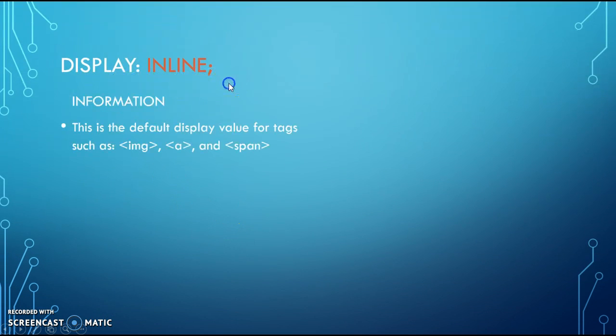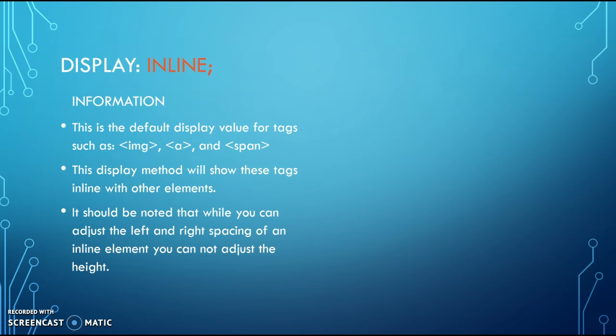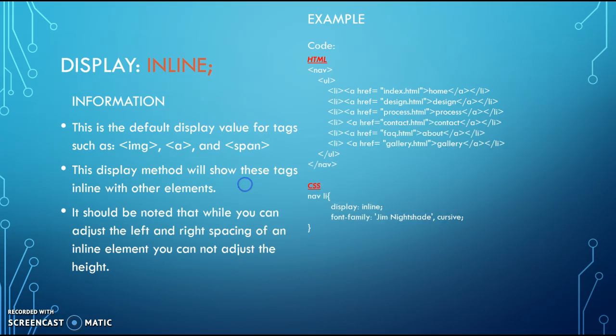For display inline, this is the default display value for tags such as image, links, and spans. The display method will show these tags inline with other images, meaning they'll be in the same block. It should be noted that while you can adjust the left and right spacing of an inline element, you cannot adjust the height using display inline.